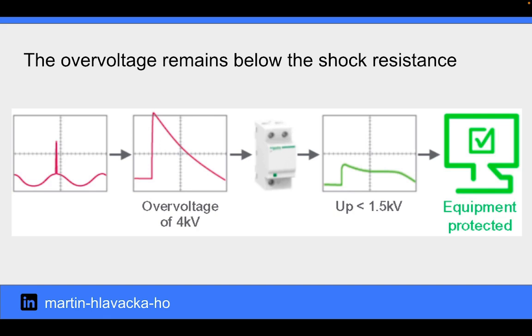On this slide, we have an example of the purpose of the voltage protection level. There is a 4 kilovolt overvoltage on the network. Without SPD, the computer would have been damaged because the overvoltage value was greater than its shock withstand value, which is 1.5 kilovolts. But because the electrical installation has SPD protection, the overvoltage was pushed below the shock withstand of the computer. This way, the computer is protected.